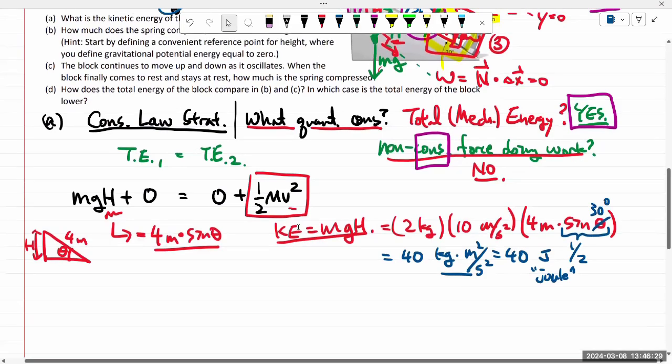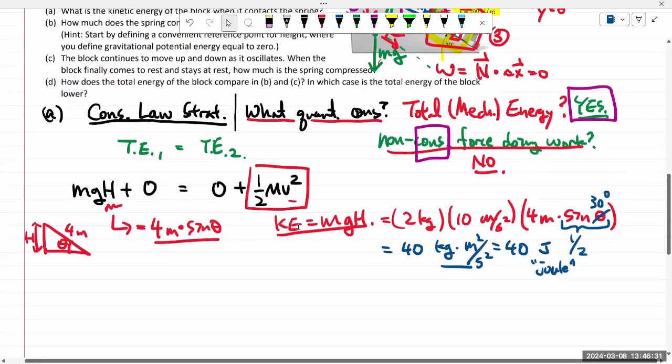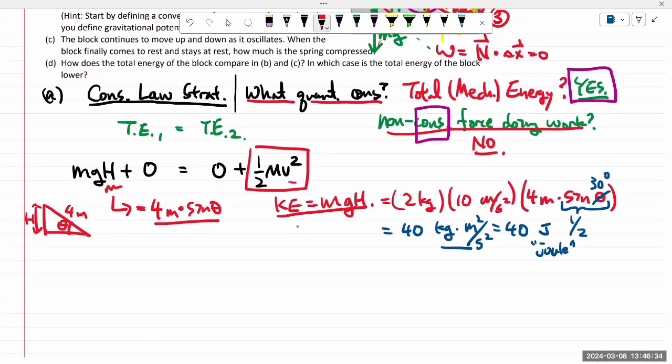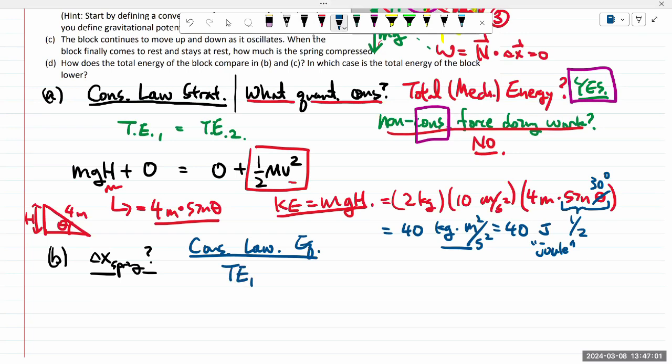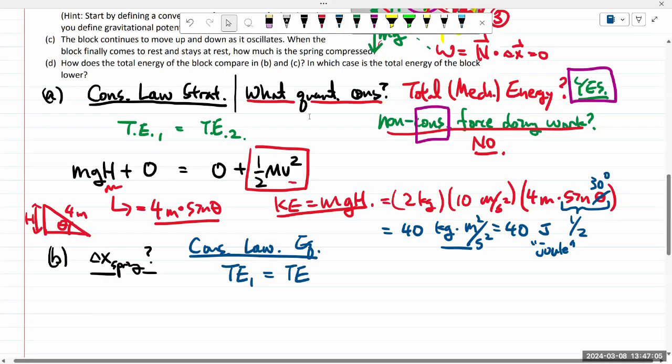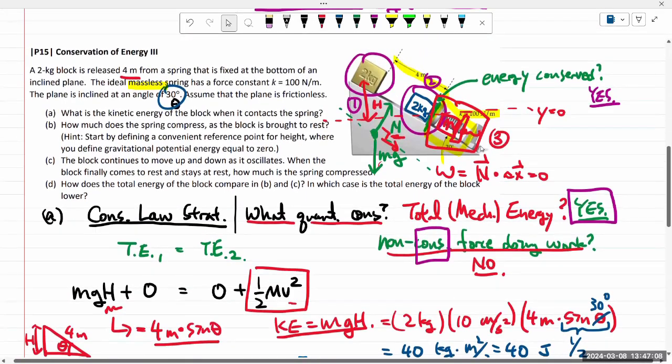And I think there's some bit of work that we have to do. So let's write down: in B, what we are looking for is how much did the spring compress? That's the question. Let's write down our conservation law equation. The conservation law equation is total energy in snapshot 1 is equal to total energy in snapshot 3.